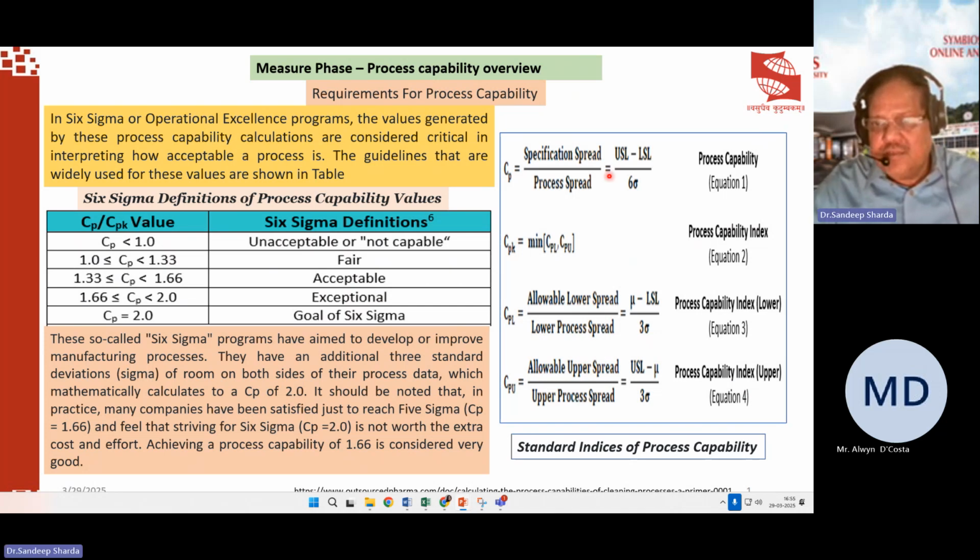So Cp will be the specified spread upon the process spread, USL minus LSL over 6 sigma. Cpk will be the minimum of Cpl and Cpu. Cpl will be the allowable lower spread upon the lower process spread, and Cpu the allowable upper spread upon the upper process spread.